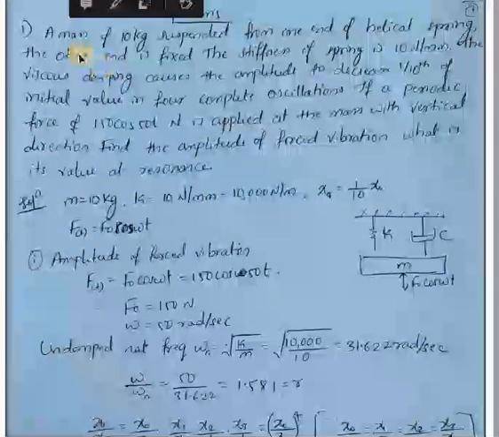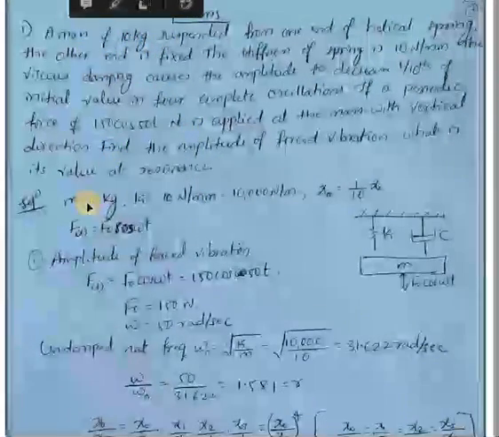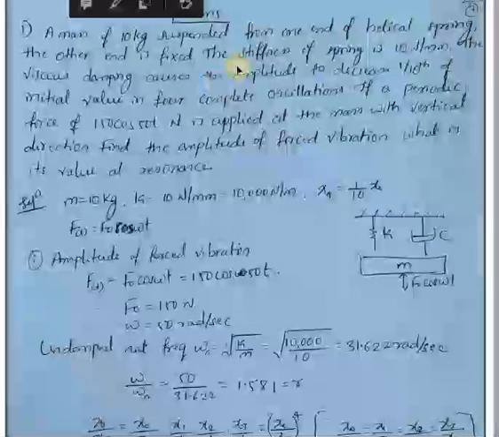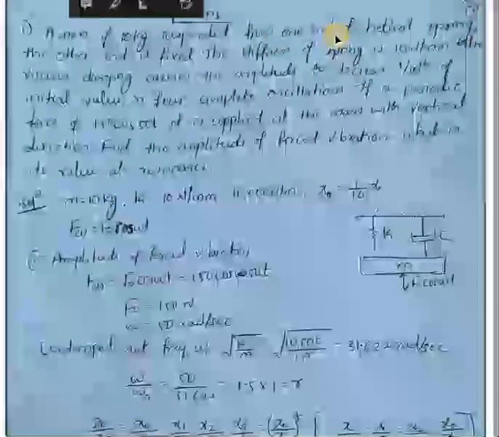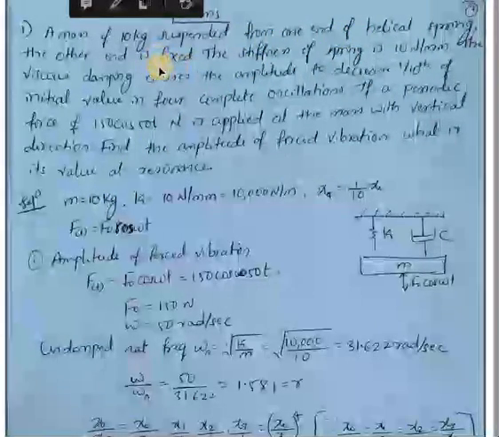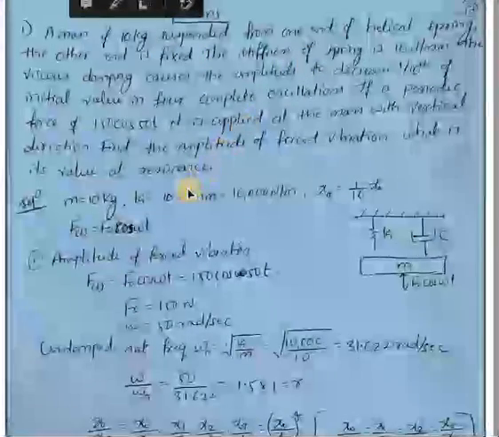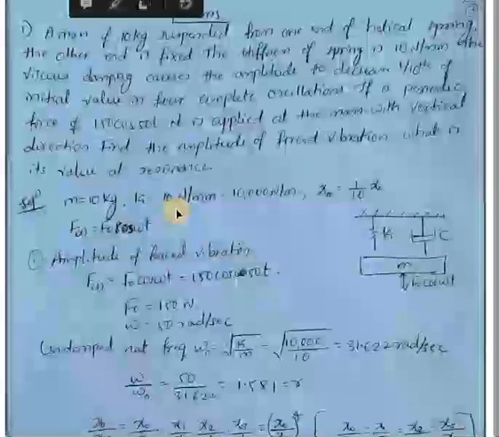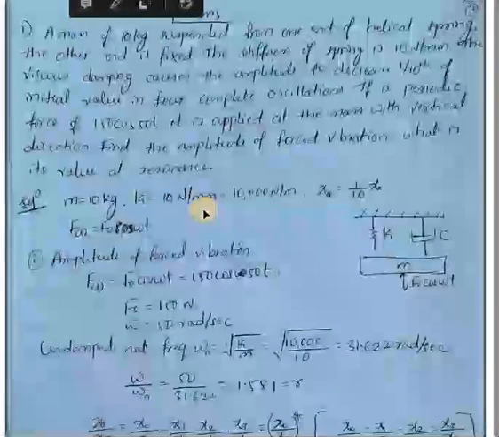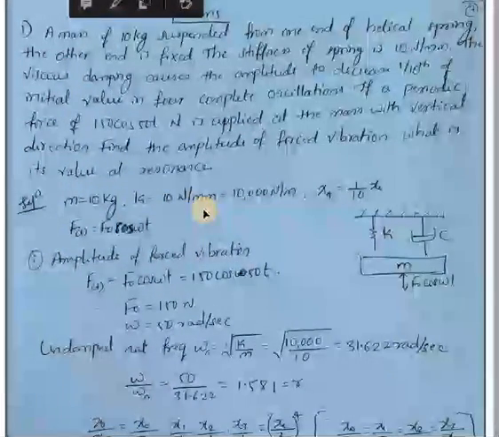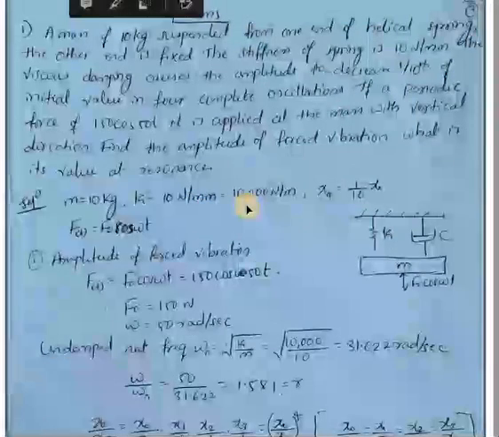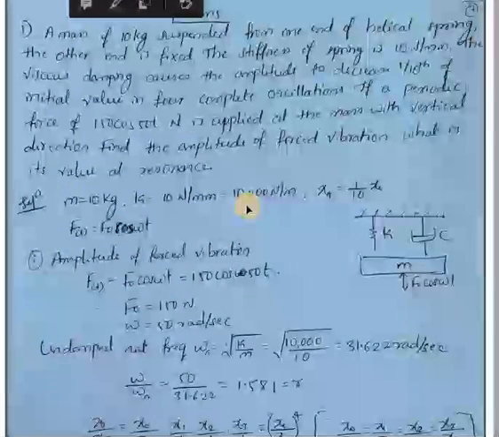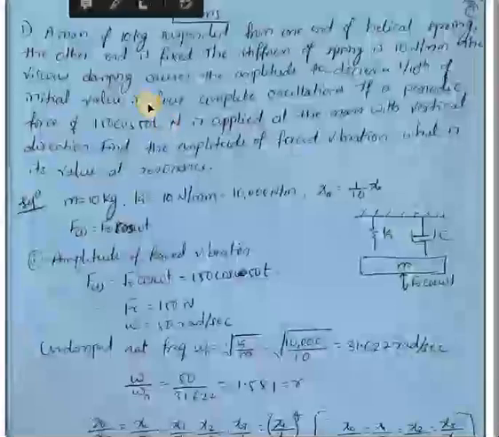So here he has given a mass of 10 kg, that is m, suspended from one end of the helical spring and the other end is fixed here. The stiffness of the spring, that is the k value, he has given as 10 Newton per mm. So we need to convert this into Newton per meter. So it will come to 10,000 Newton per meter. Okay. And it is a viscous damping.